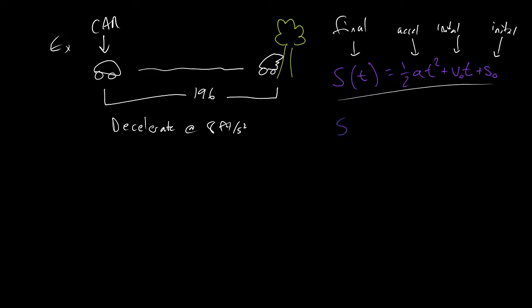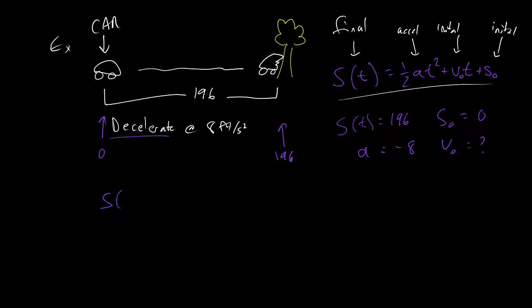So we know our S of t, which is our final, is 196 feet. It traveled 196 feet. We know that our initial position, we're going to say this is ground 0. So we start at 0 and we end up at 196. We know that our acceleration is decelerating, so that means we're negative 8. And our velocity, well, that's what we're trying to find. So now let's plug in our information that we know.